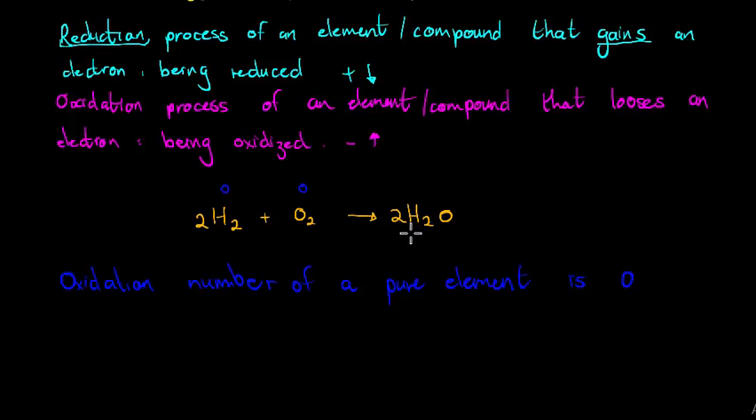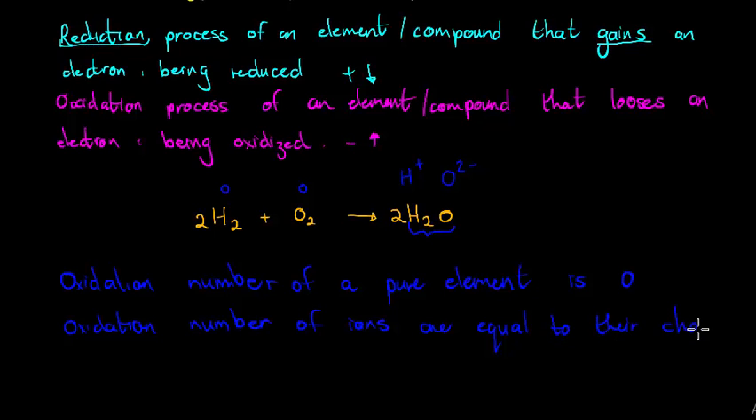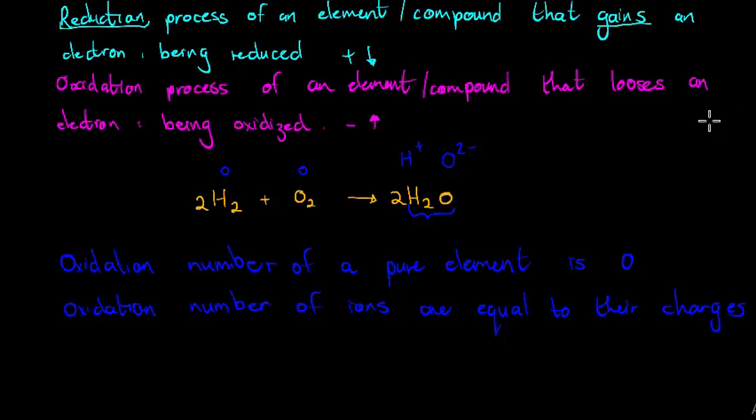Now, on this side, however, even though I still have 2 hydrogens, okay, in this compound here, we have 2 hydrogens that have positive charges, and we have 1 oxygen that has a 2 negative charge. Now, where did I get this from? And these are the oxidation numbers, the oxidation number of ions. Okay, in other words, elements or atoms in compounds of ions are equal to their charges. Okay, so it's not very difficult. To be honest, I don't even know why they call it oxidation numbers. Why don't they just keep it as charges? But anyway, they do.